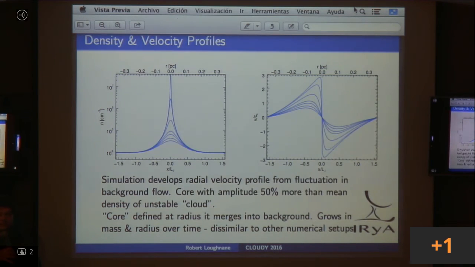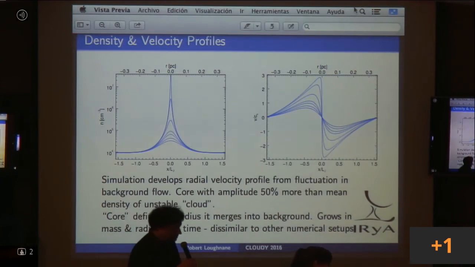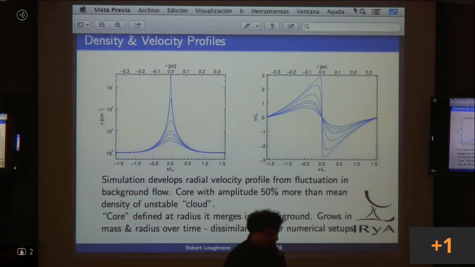Okay, is there a last question? If not, then we'll thank Robert again. And we come to the last, but by no means least, talk by Deborah Dultzin, who will take us back into the domain of quasars.